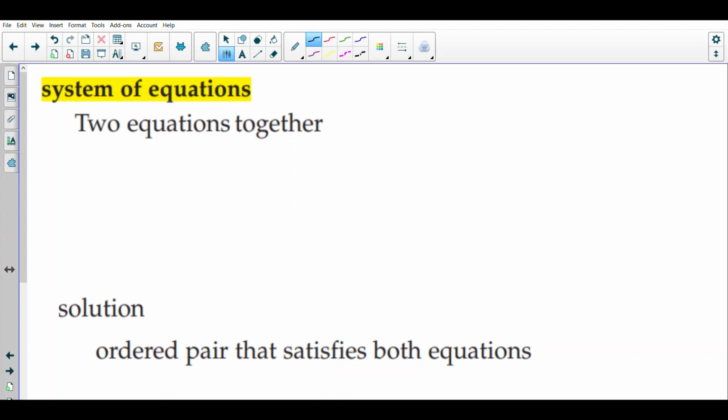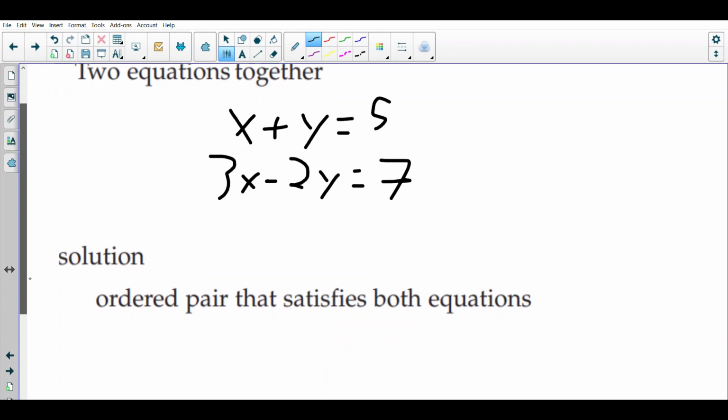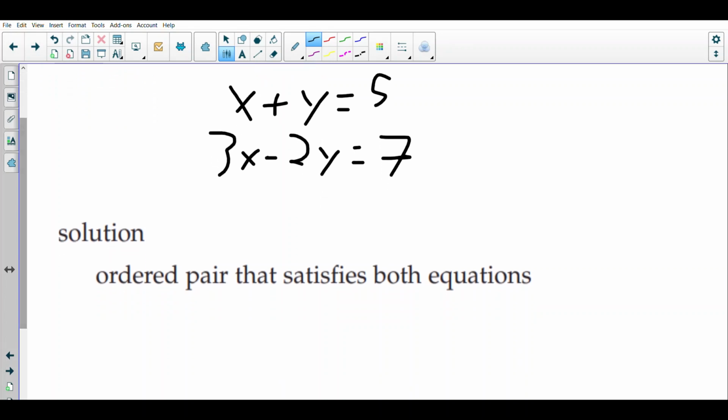A simple example for a system of equations would be x plus y is equal to 5 and 3x minus 2y is equal to 7. That's just a very simple example of a system of equations. Now we could have more, absolutely, but all it needs is two different equations. The solution would be an ordered pair that satisfies both, meaning making both of them true. In an ordered pair, we'd write x comma y, whatever it would be. So that's what we're going to be looking for.